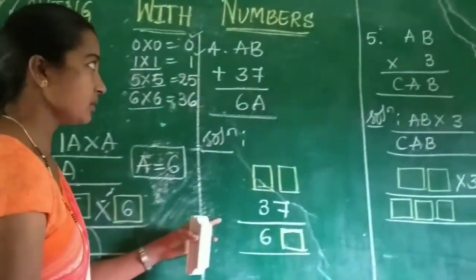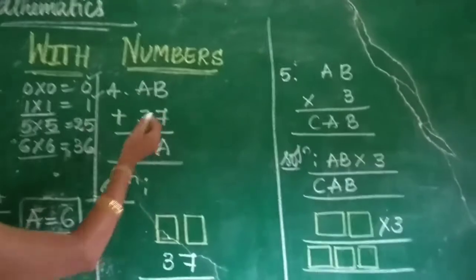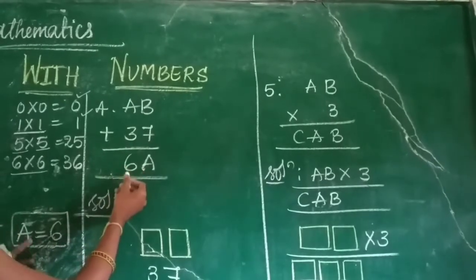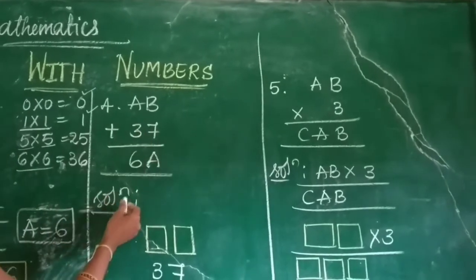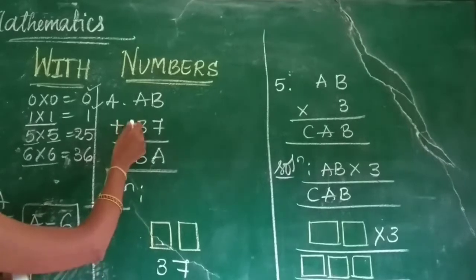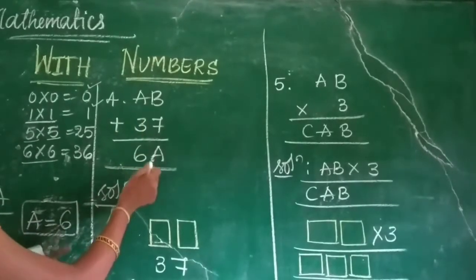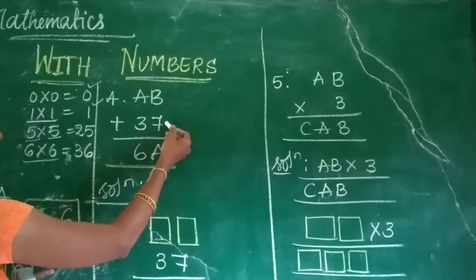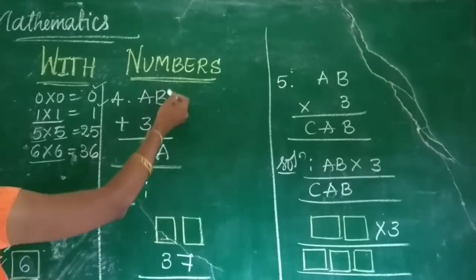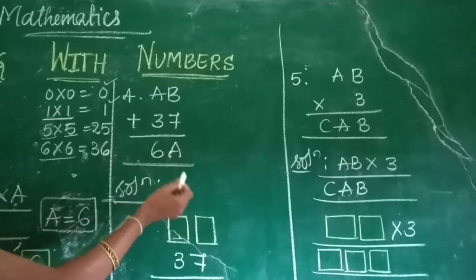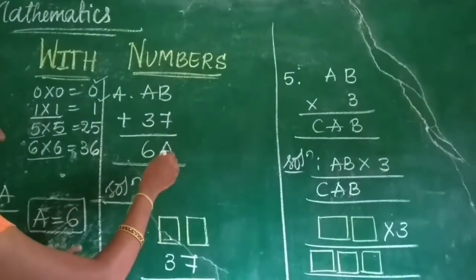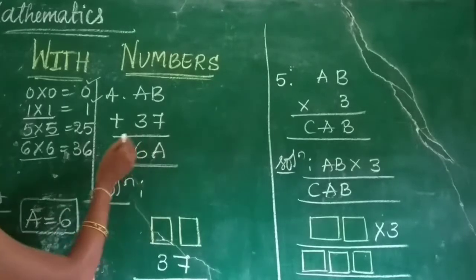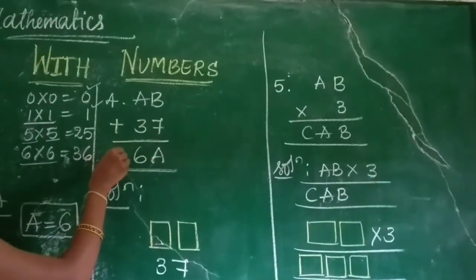Next, we come to the fourth one. Observe here, AB added with 37 gives 6A. In this problem, we have to find the value of A and B. Look at here, the first column of this problem, B plus 7 is A. In this column, two letters are there. It is tough to find two letters in the same column. That's why now let us go to the next column.